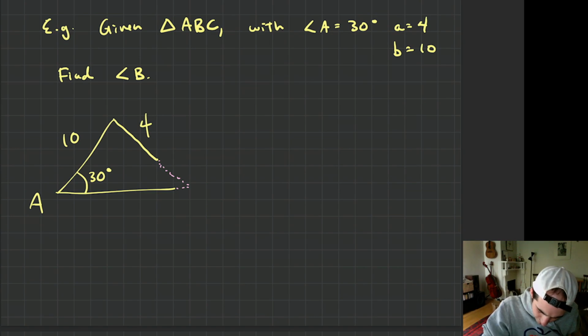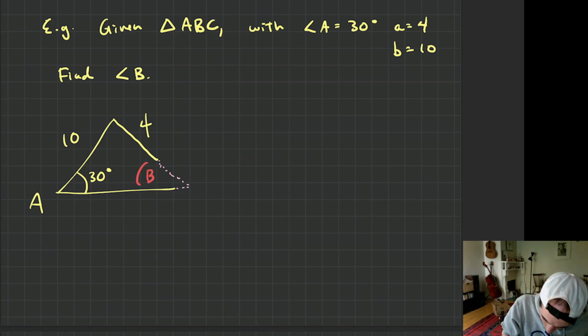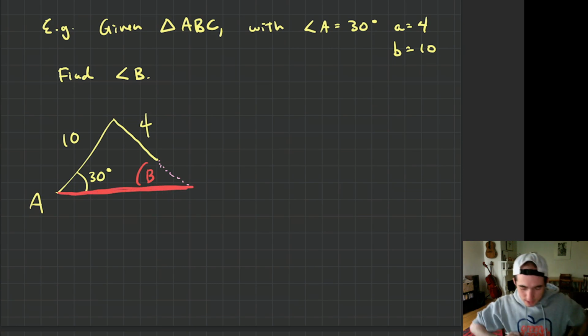And we are asked to find what was it? I think it was this angle here, right? So this would be the angle B, which is unknown, right? And I guess that this side is unknown as well, this side C. So let's just jump right into the sine law and see what happens.